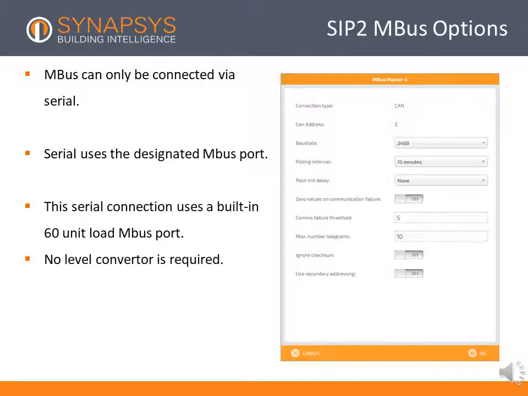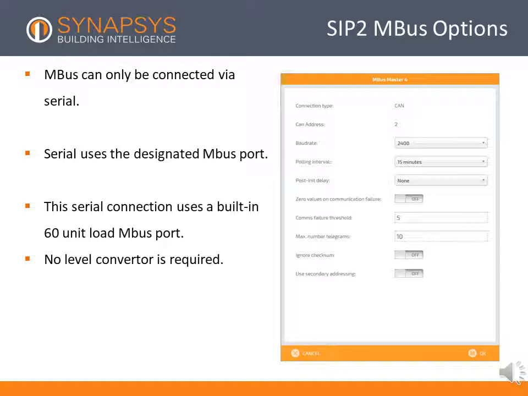MBus can only communicate over the designated port. A key aspect of MBus is the requirement for a level converter after the MBus master. The MBus port has a built-in level converter with up to 60 unit loads. In the COM settings options, various settings need to be configured as per the meter manufacturer documentation.